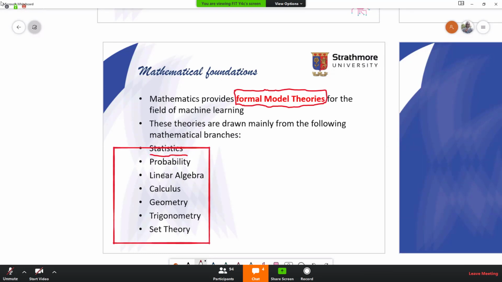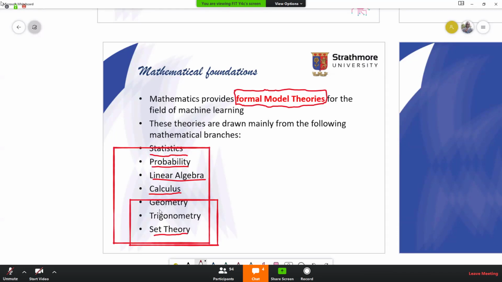We start with statistics, we review it. We'll go to probability, we review it. We go to linear algebra, we review it. We go to calculus, we review it. We'll not review geometry and trigonometry and set theory. Set theory is the easiest. We'll just be mentioning it as we go through.